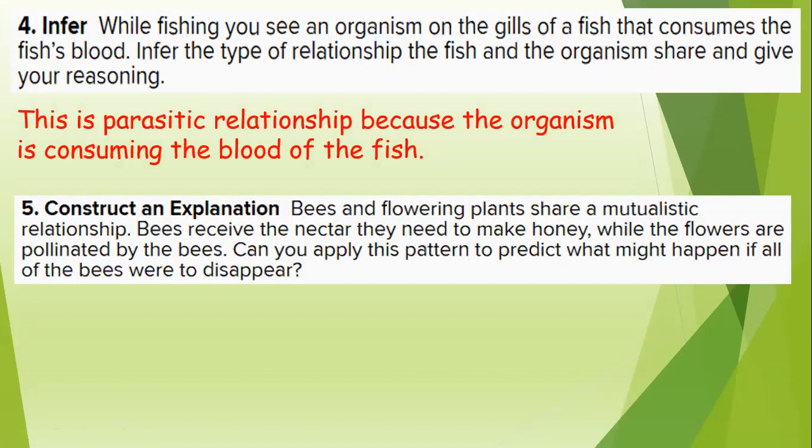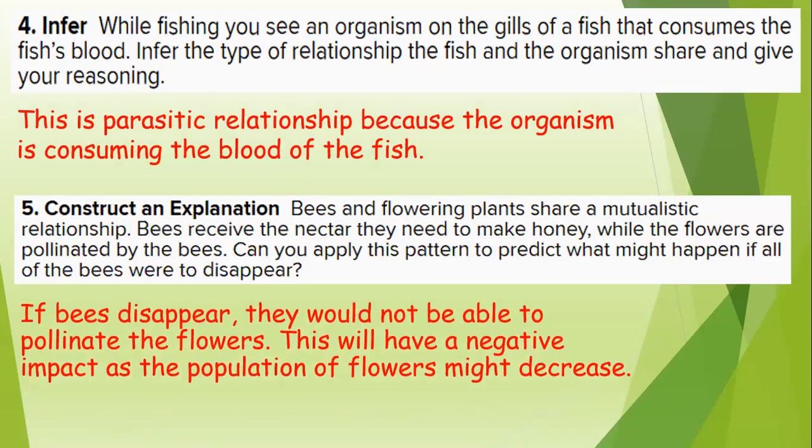If there are no bees, it means that there is no more pollination done by the bees, right? And if there is no more pollination done by the bees, what will happen? Let's read here. If bees disappear, they would not be able to pollinate the flowers. If they are not able to pollinate the flower, this will have a very negative impact as the population of the flowers might decrease, right? Because no pollination means no more reproduction of the flowers, so the population of the flowers might decrease, and this is a negative impact.